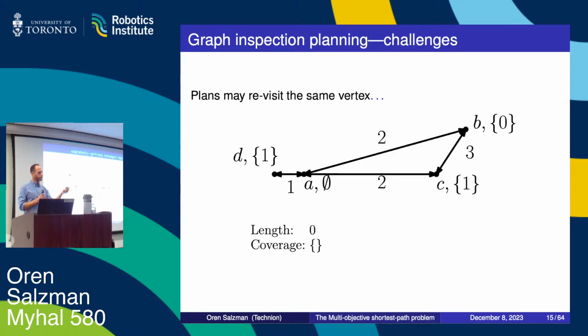So let's get a flavor of what's going on. Let's say that this is the discrete version, this discrete roadmap. We have here vertices A, B, C, and D. We have edges, with edge lengths. And from each vertex, I tell you which points of interest we can see. So from vertex B, we see point of interest 0. From vertex C, we see point of interest 1. From A, we don't see anything, and so on and so forth. What's an optimal inspection plan here?